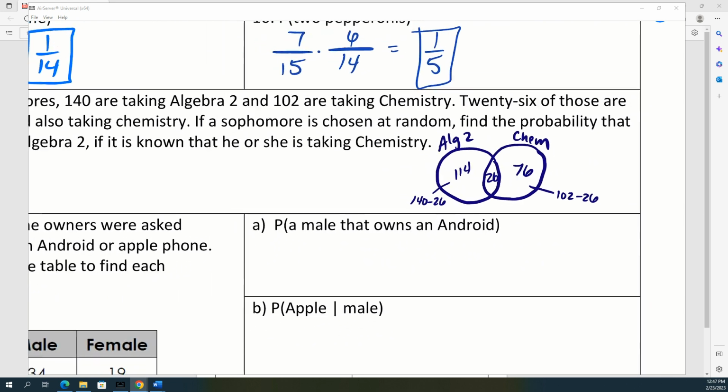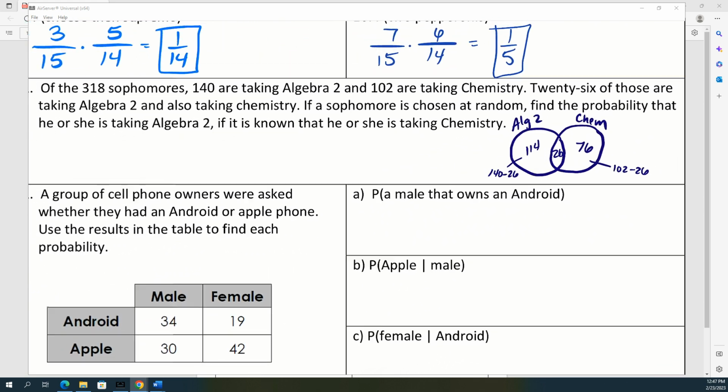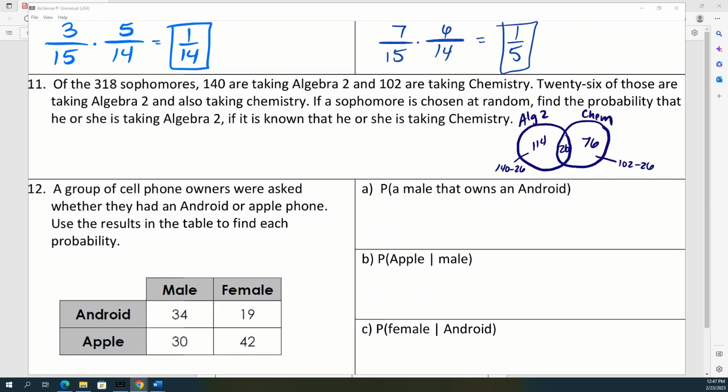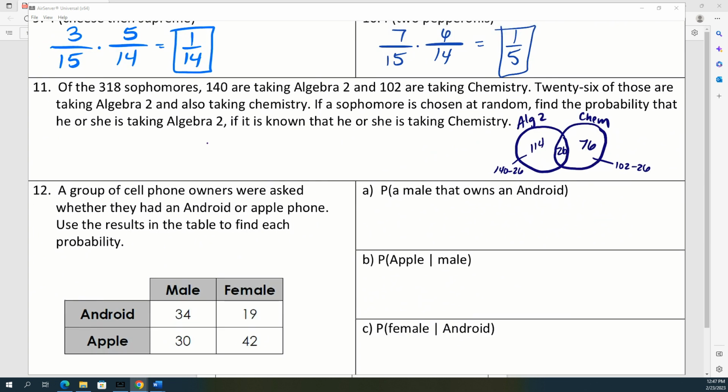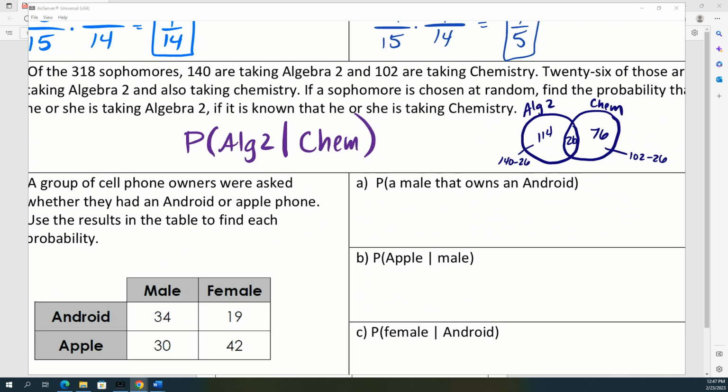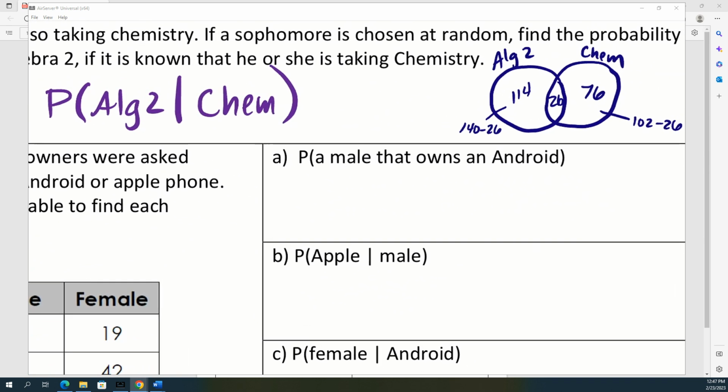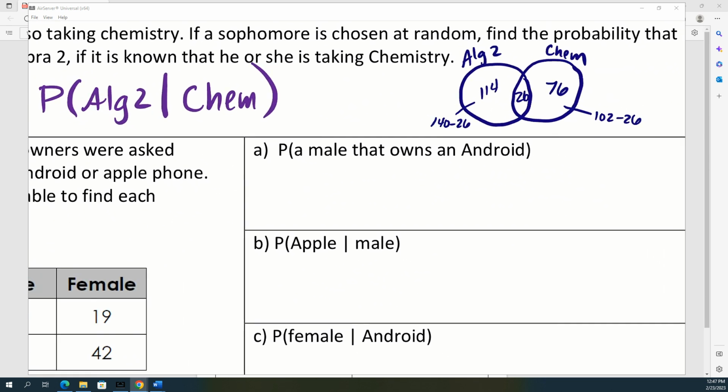All right. And so the question is to find the probability that this person is taking Algebra 2 if it is known that that person is in chemistry. So probability of Algebra 2 given that they're in chemistry.